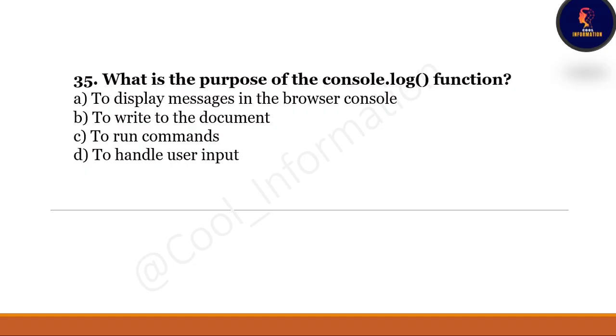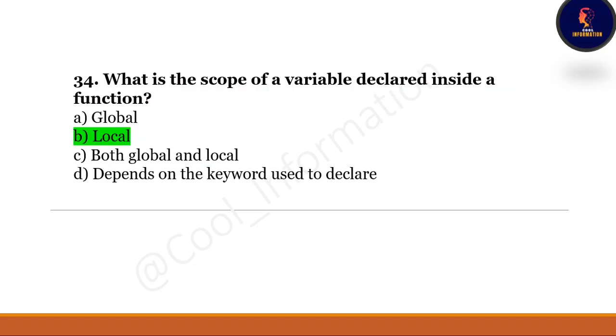Now see, a global variable is a variable which we can access anywhere in the code, and a local variable is a variable which we can access inside that bracket only. If we use a function and inside that function we declare a variable, then that variable can be used inside that function only. So it's a local variable.